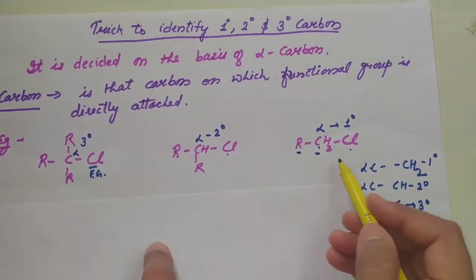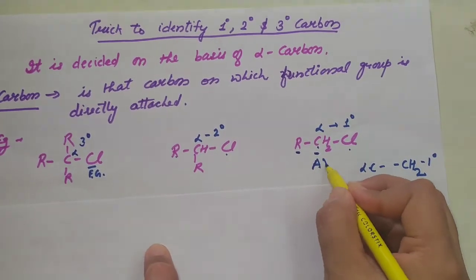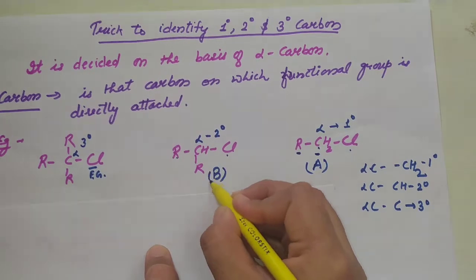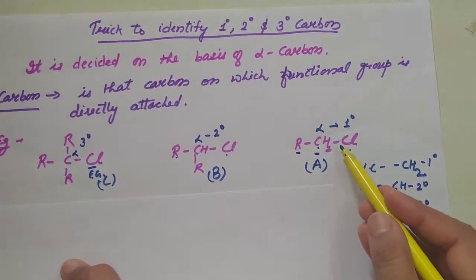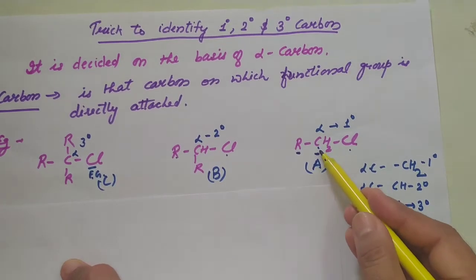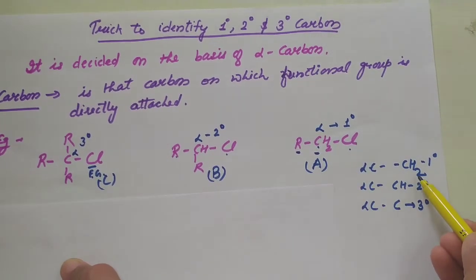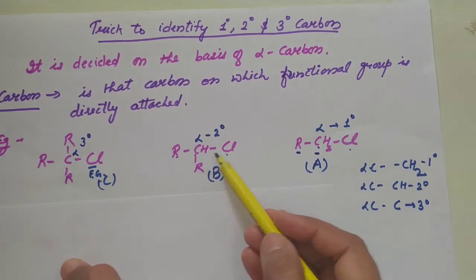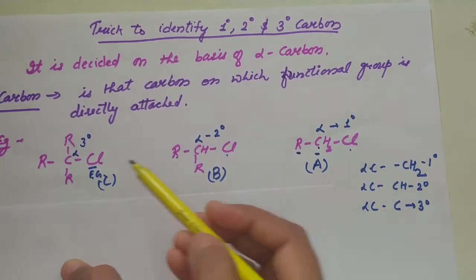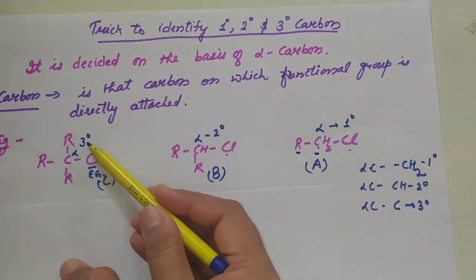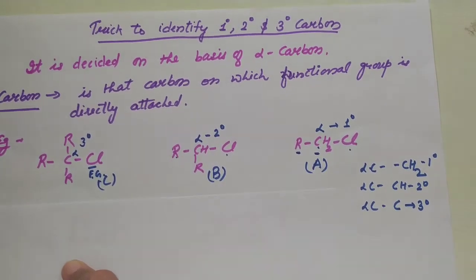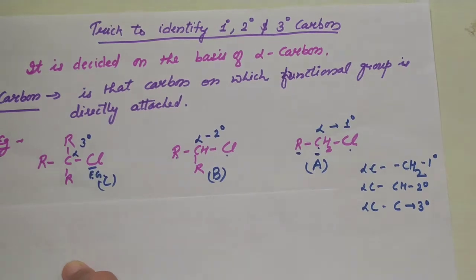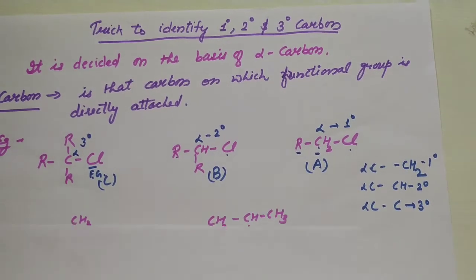For example, in this case, let's label this one A, this one B and this one C. In case A, the alpha carbon is this one and it is a CH2 group, so it is 1 degree. This is a CH group, so it is known as 2 degree. This is only C, so it is 3 degree. These two methods can be used to identify 1 degree, 2 degree and 3 degree carbon.